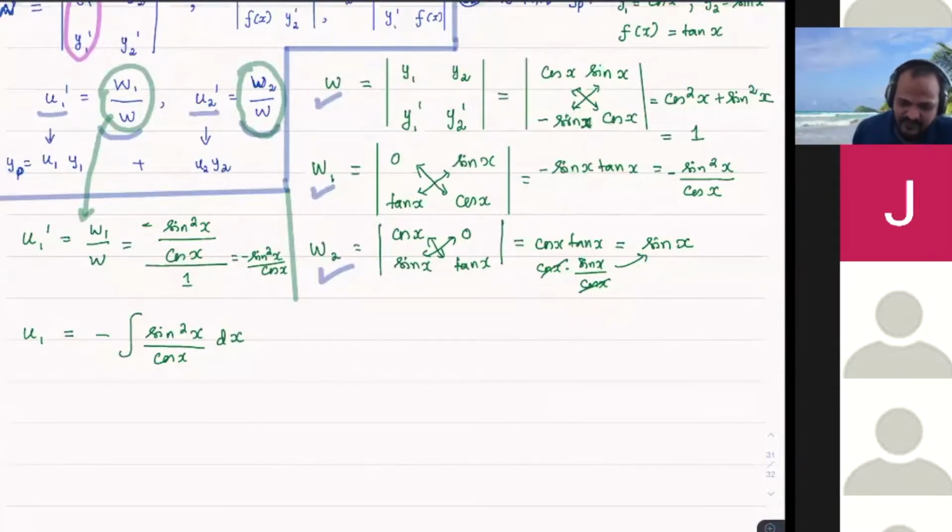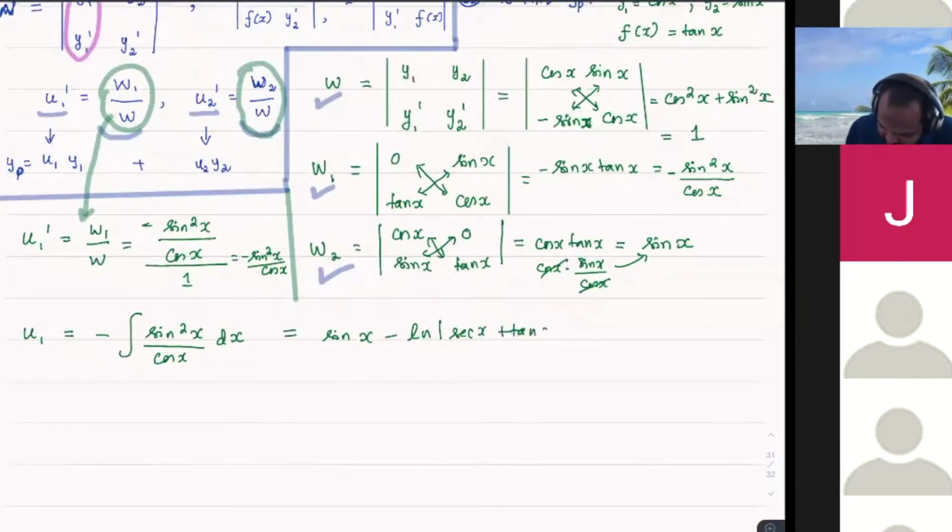All right. Now, how do you integrate that one? I'll let you integrate when you're free. That integration is a little bit involved, so let me give you the answer for that one right away. The answer for that one is going to be sine x minus ln of secant x plus tan x.